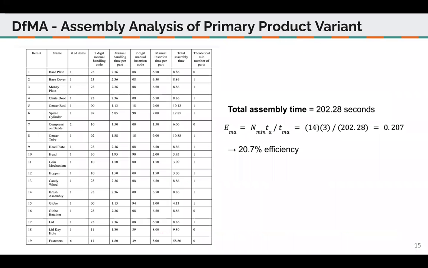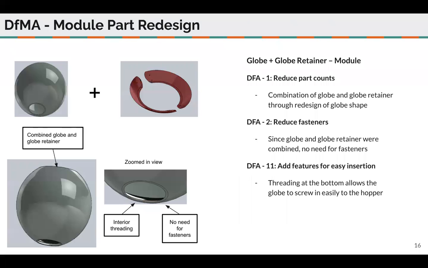On the screen, you can see our design for manual assembly for our total gumball machine, and the total assembly time was 202 seconds with a 20.7% efficiency. And thus we decided to redesign the module of the globe, combining it with the globe retainer. This would reduce the part count according to DFA 1, and also reduce fasteners because originally there were screws combining the two parts and they would no longer be needed, as well as add features for easy insertion because of the threading at the bottom.